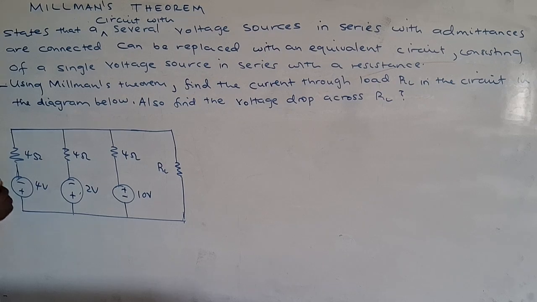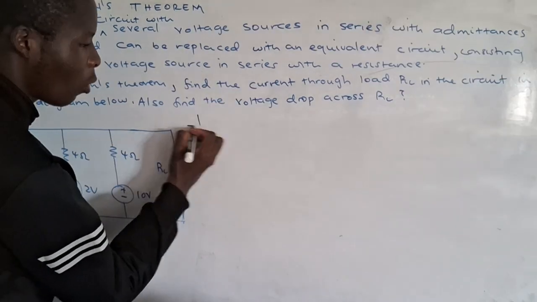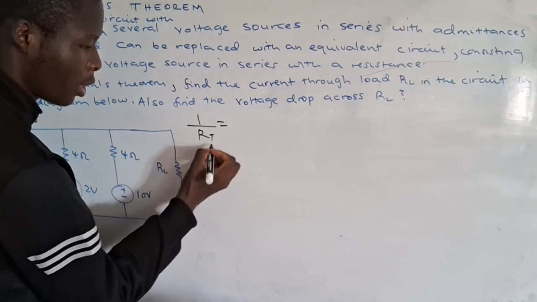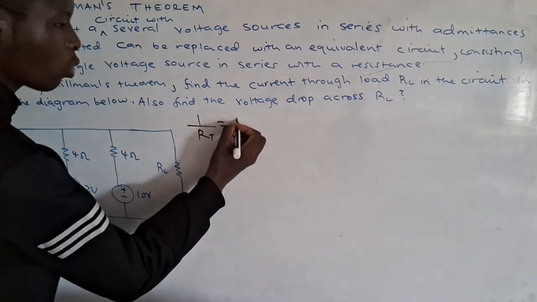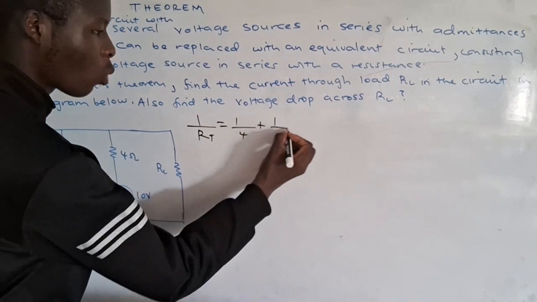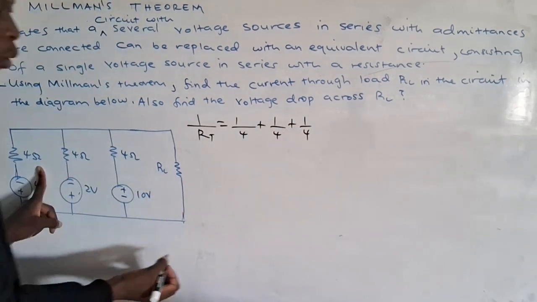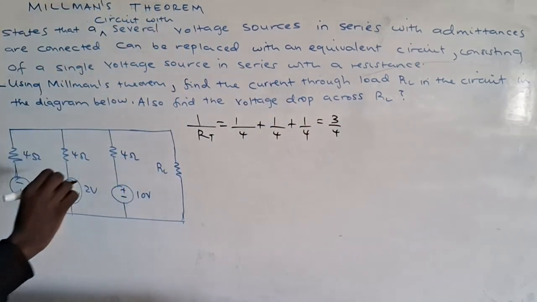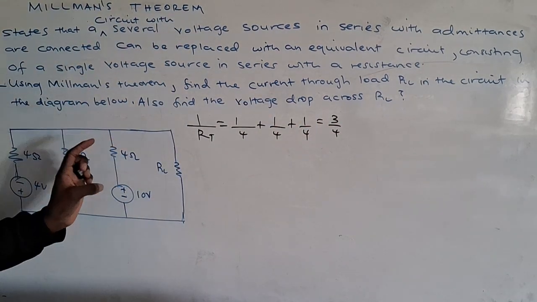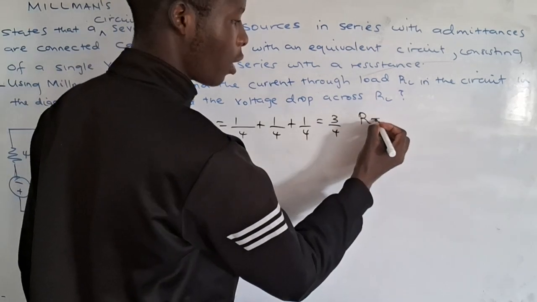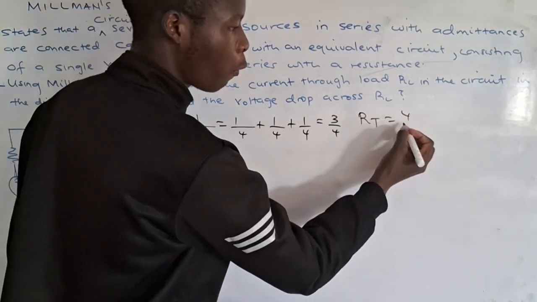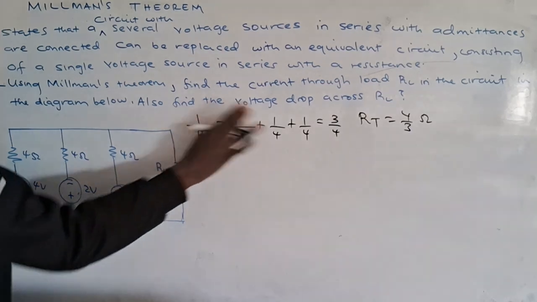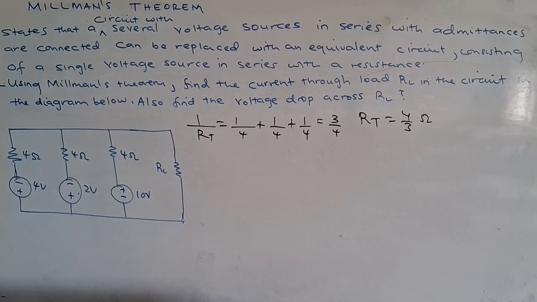In order for you to calculate the total resistance, 1 by RT is equal to 1 by 4 plus 1 by 4 plus 1 by 4. And what is the answer here? The answer is 3 by 4. Now you have 3 by 4. What is the value of RT? You take the reciprocal. So RT is equal to 4 divided by 3 ohms.